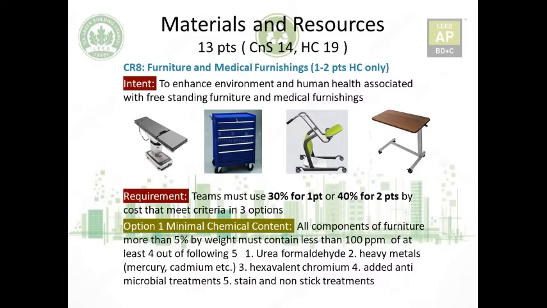So all components of furniture more than 5% by weight must contain less than 100 parts per million of at least 4 of the following. Now these are all technical terms. You just have to learn how much percentage should be out of it. And why urea formaldehyde is toxic or not fit to use in the furniture is a completely different topic. So you have to remember that out of these you should comply with 4. This is urea formaldehyde, heavy metals, mercury, cadmium, we already discussed that they are harmful, hexavalent chromium, added antimicrobial treatments, stain and non-stick treatments.